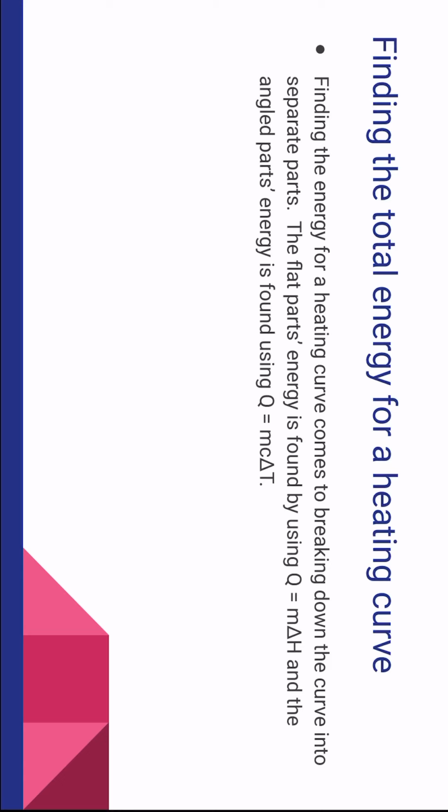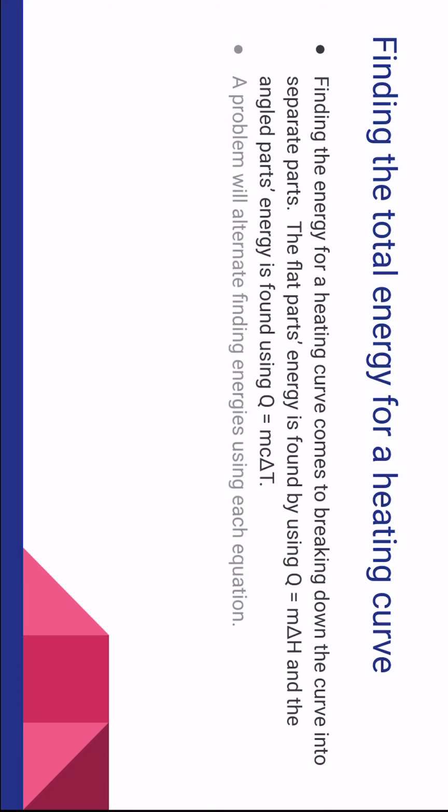To find the energy for a heating curve, this comes down to breaking down the curve into its separate parts. The flat part's energy is found by using Q equals m times change of H, and the angled part's energy is found using Q equals mc change of T. A problem will alternate finding energies using these equations.